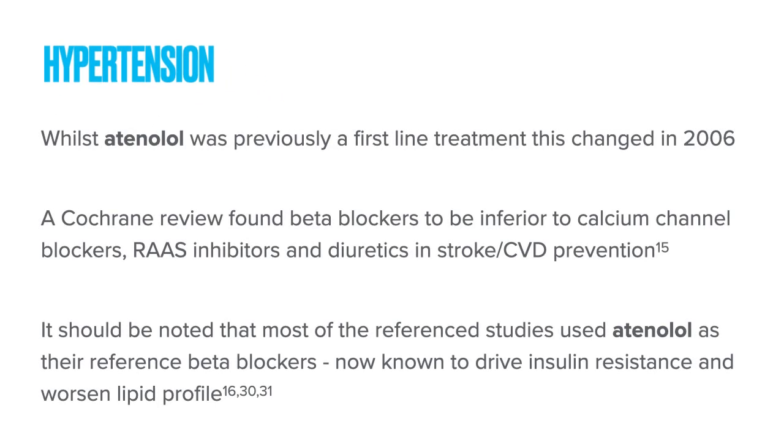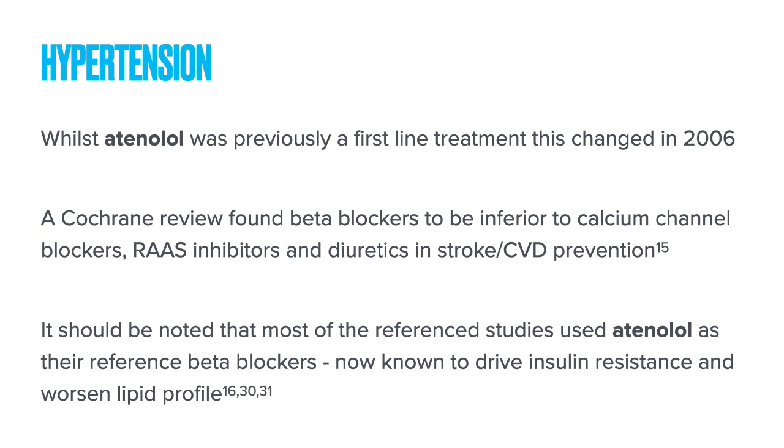The next topic is hypertension. And we regularly still see patients being given atenolol to control this. That's because previously it was the first-line antihypertensive, but this all changed back in 2006 following the publication of a Cochrane review that found that beta blockers were inferior to calcium channel blockers, renin-angiotensin-aldosterone system inhibitors, and diuretics in stroke and cardiovascular disease prevention.